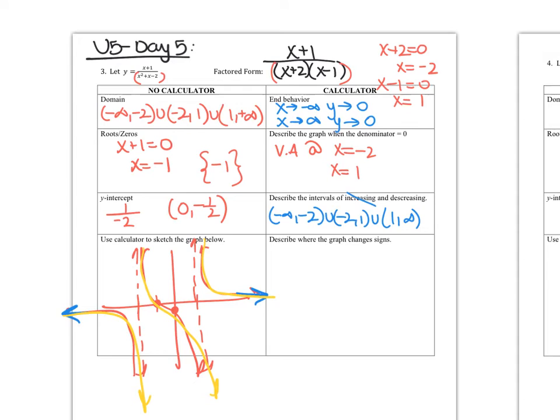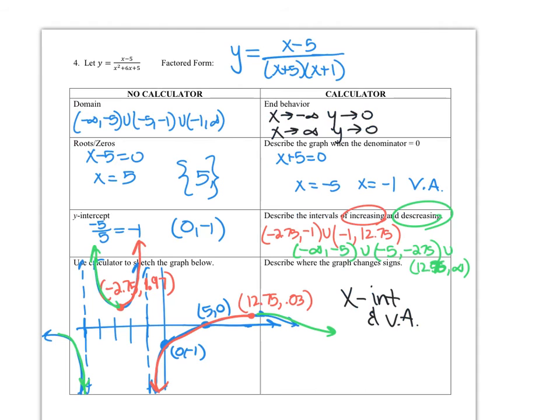And then describe where the graph changes signs. It's negative, negative, negative, negative. Then up here it changes signs to positive. So it changes signs at the vertical asymptote as well as the x-intercept. And then again, it's negative, negative, negative, changes sign at the asymptote, and it comes up positive. I want you to try number 4 on your own and then check in. Go ahead and pause it.